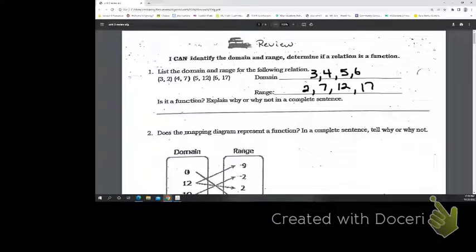If something appears more than once, you do not write it more than once. Okay, so if 3 showed up again, we don't need to write it again. We just make a list of all of them, all the different ones that are used.